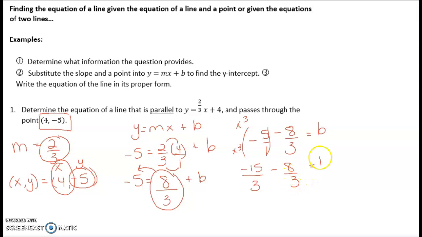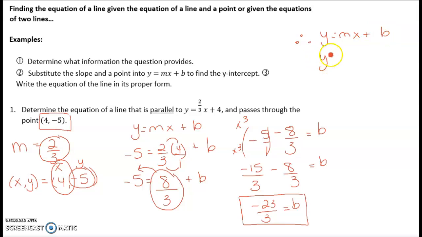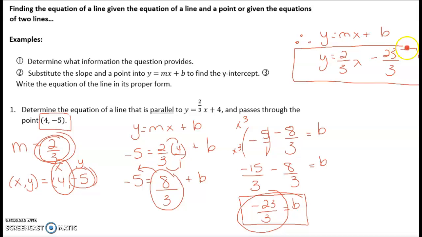And then we have -8/3 equals b. Now our last and final step is to simplify. Now that we have the same base, we can subtract. So -15, take away another 8, gives me -23 over our base 3. And that is what b equals. So your last and final step, I'll just move it over a little bit more room up here. So therefore, we want to put it in y equals mx plus b, the proper form. So that's when you fill in your slope and y-intercept. So slope, like we said before, was 2/3. So 2/3 x. And then our y-intercept is -23/3. And there is your final answer.